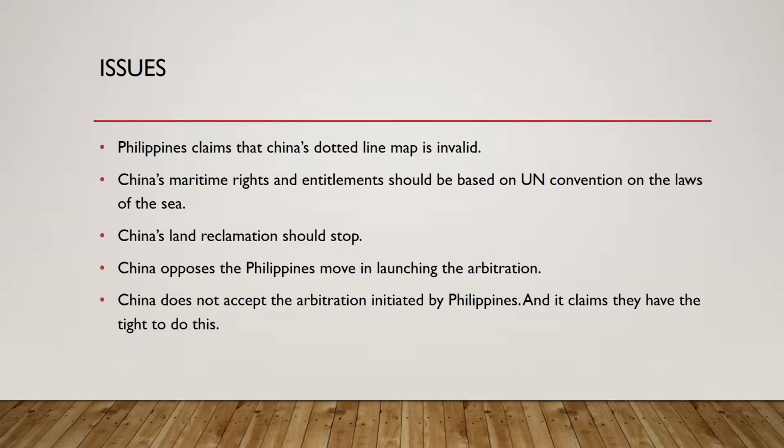Issues. The Philippines claims that China's dotted line map is invalid. China's maritime rights and entitlements should be based on the UN Convention on the Law of the Sea. China's land reclamation should stop. China opposes the Philippines' move in launching the arbitration. China does not accept the arbitration initiated by the Philippines, and it claims that it has the right to do this. The next part will be continued by Mark.